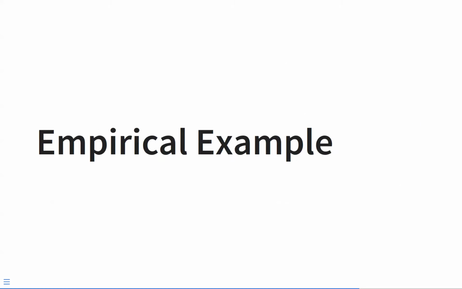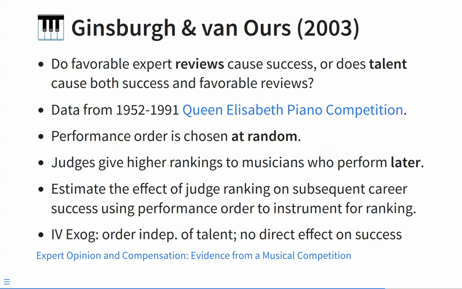In the final part of this lecture, I would like to show you an empirical example. This is based on the example that I described at the beginning of the lecture. Or rather, the example I described at the beginning of the lecture is based on this empirical example. So this is from a paper by two authors, Ginsburgh and van Ours. This was published in 2003 in the American Economic Review. To download a copy of the paper, you can click on the link at the bottom of the slide.